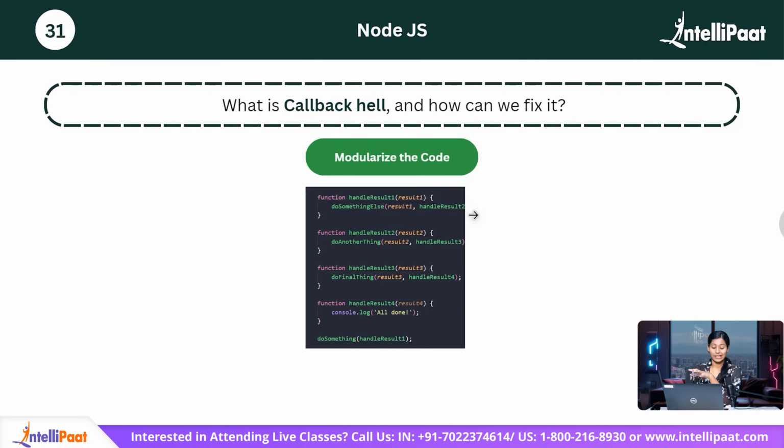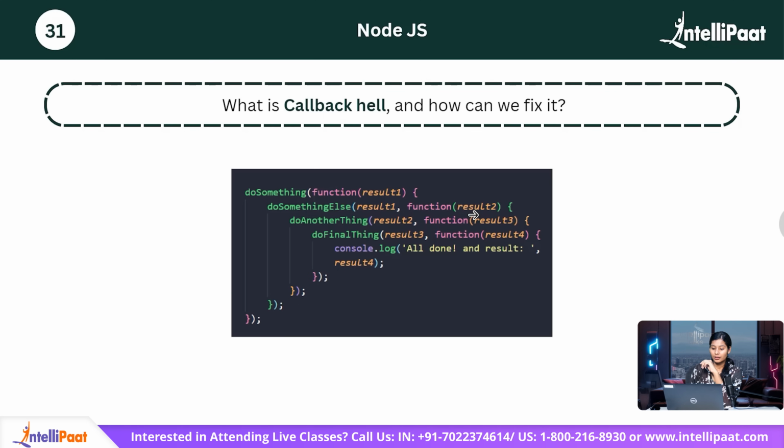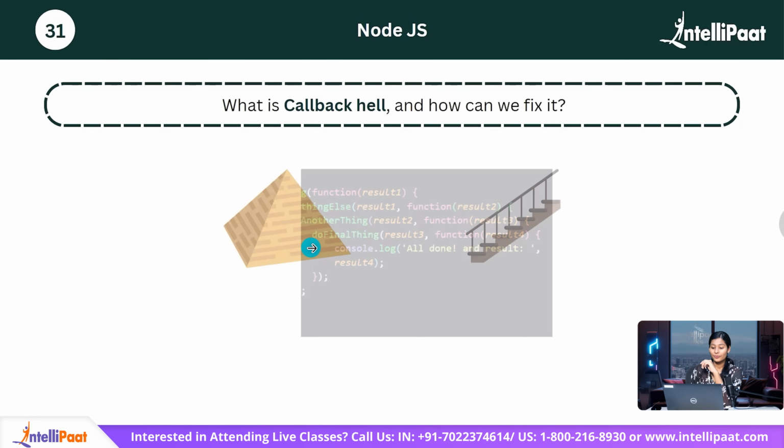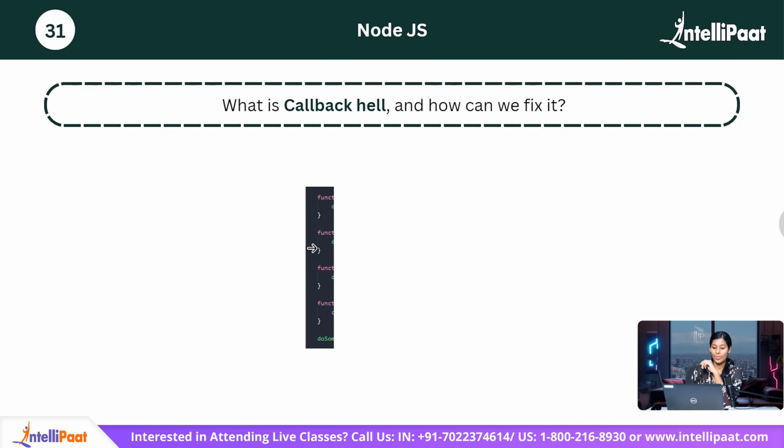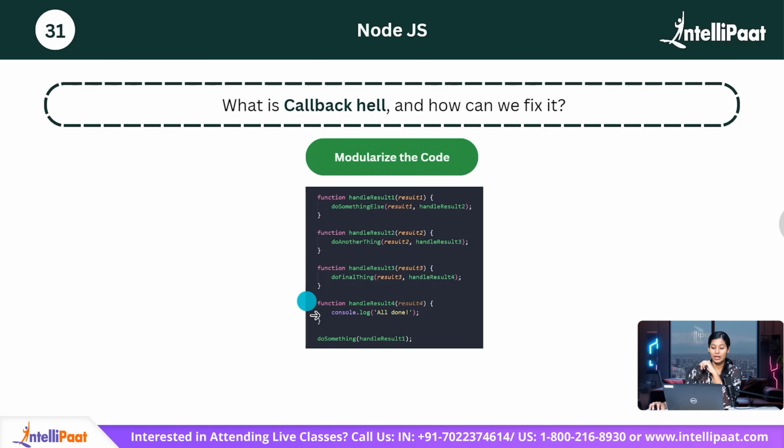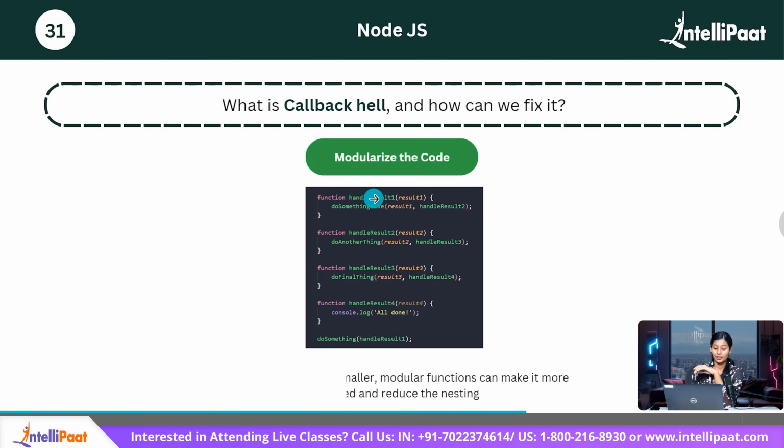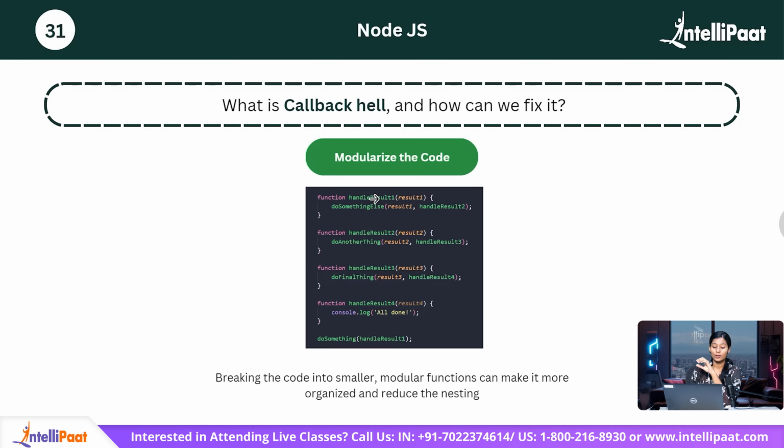Or you can just modularize the code. Now, instead of writing the functions this way, one inside the other, you can put it this way, where you break them all apart and keep them modular, which will break the code into smaller modular functions, making it again more organized and reducing the nesting. And this can also help reduce the nesting.